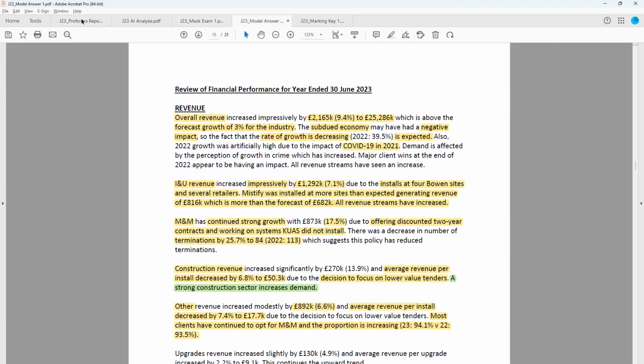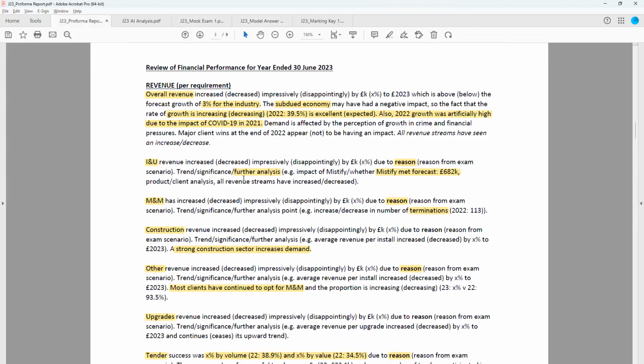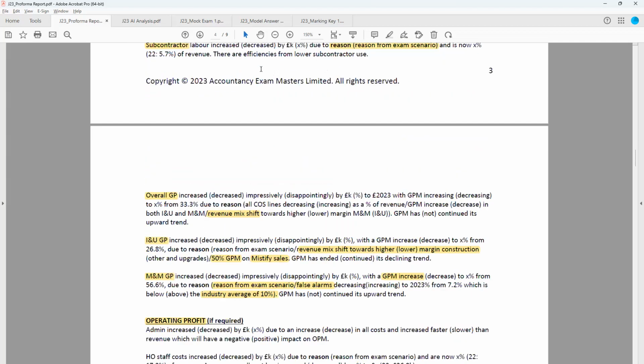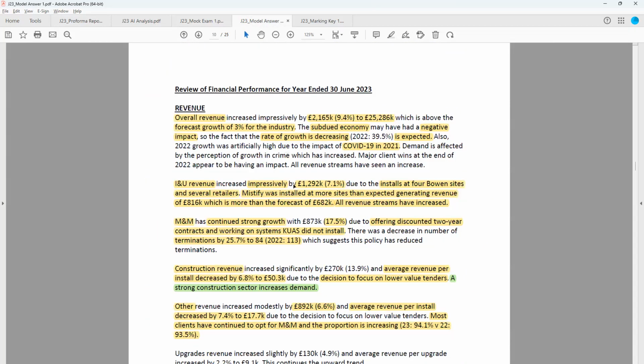But I like having my pro forma report with me just to remind me. I mean, I've practiced these exams so much now, I pretty much know it off by heart. But it's always good, particularly for you in the exam, to have this to hand, just in case you need a reminder or a prompt or a bit of a steer as to the type of points to consider including. So that's your requirement 1 complete.